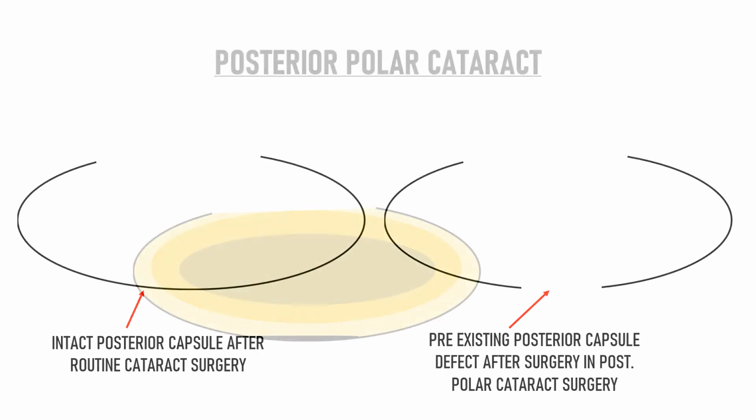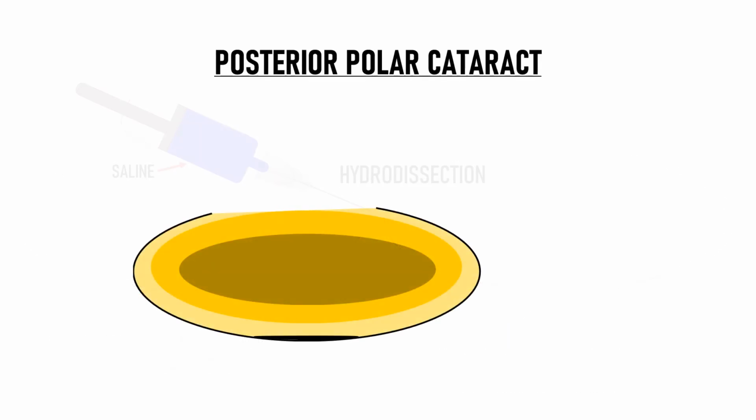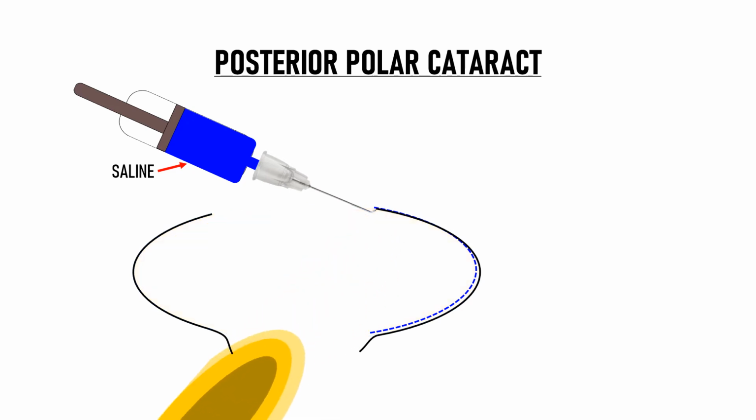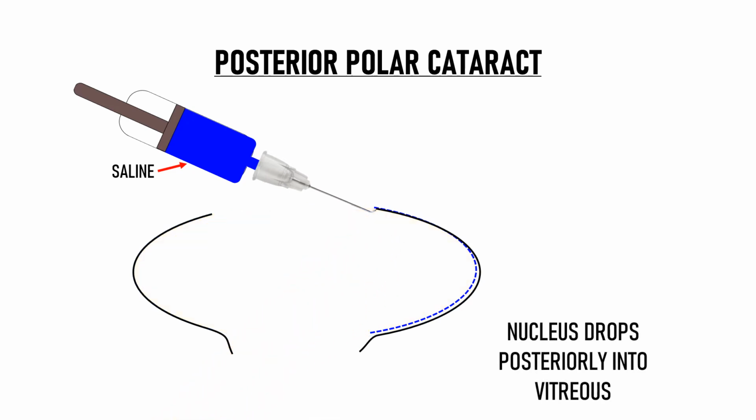So while doing cataract surgery in a posterior polar cataract, if we perform hydrodissection, the jet of fluid would open up this defect and there is a chance of the entire nucleus dropping into the vitreous cavity, which is obviously one complication that any cataract surgeon would want to avoid. Thus, while planning surgery in posterior polar cataract, we must remember not to do hydrodissection.